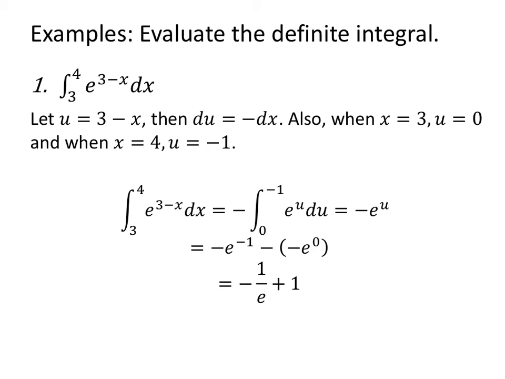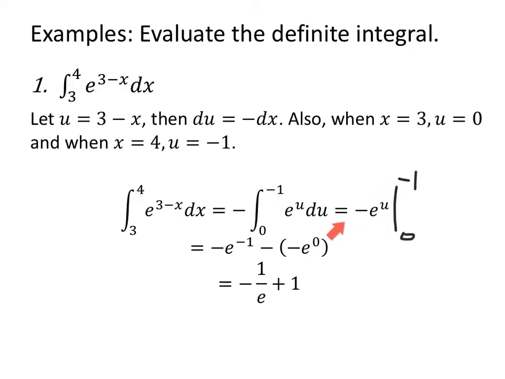And we know that this is negative e to the u evaluated from 0 to negative 1. Yes, the order is backwards from what we would think, but we can still do this.